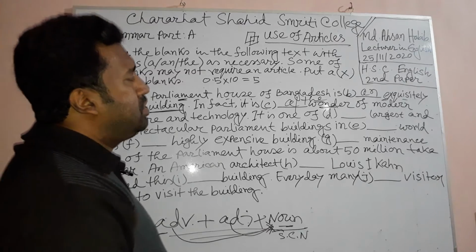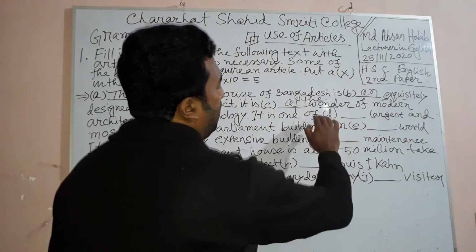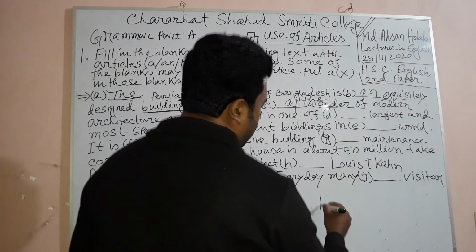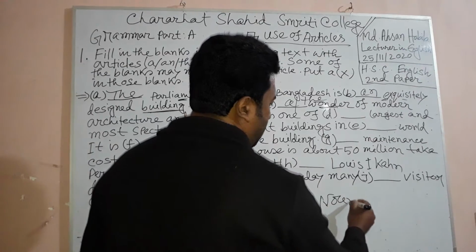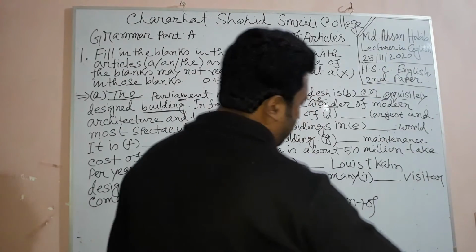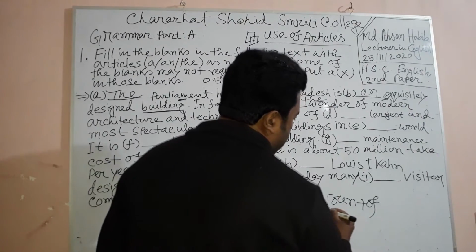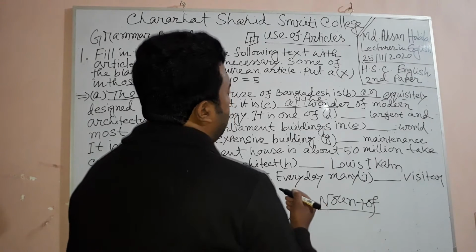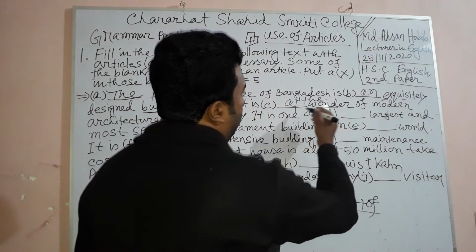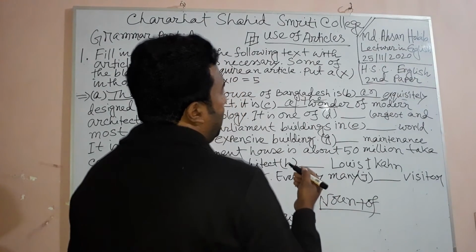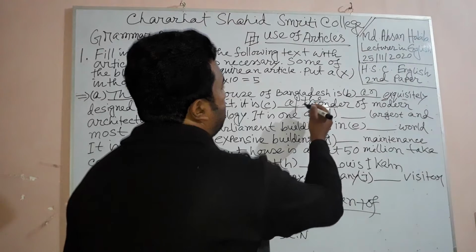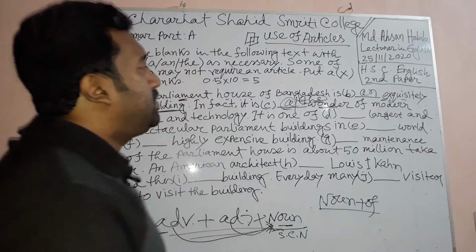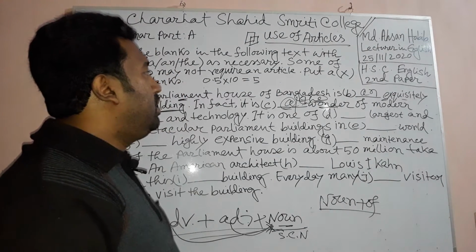There is a rule that if you find a noun and later of, noun plus of, it becomes a definite thing. So when a thing becomes definite, you can put the also. So you can put a or you can put the. Both answers will carry marks.